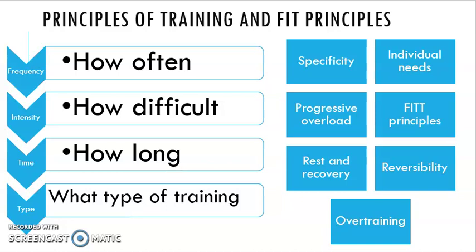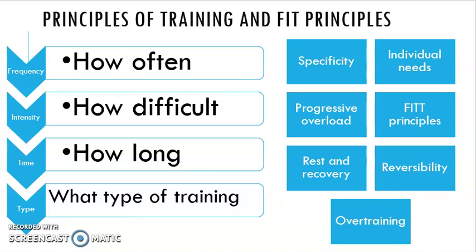Firstly, we have specificity, which is where we make the training specific to the athlete and their position. For example, in a game of netball, a centre player will want to work on their endurance, whereas a goal shooter who only stays in one third of the court is unlikely to need as much endurance, but might want to train more in reaction time.